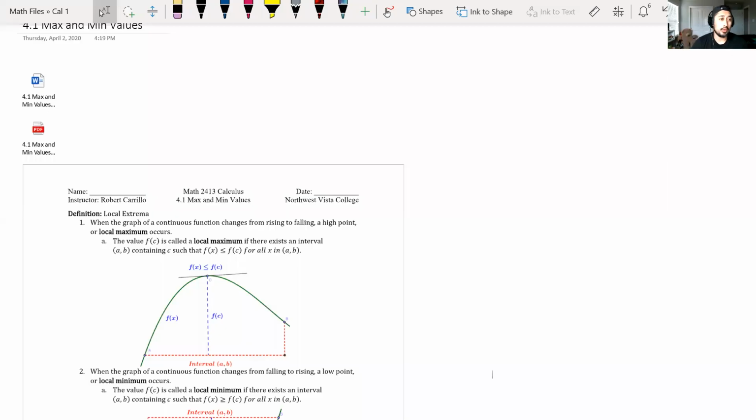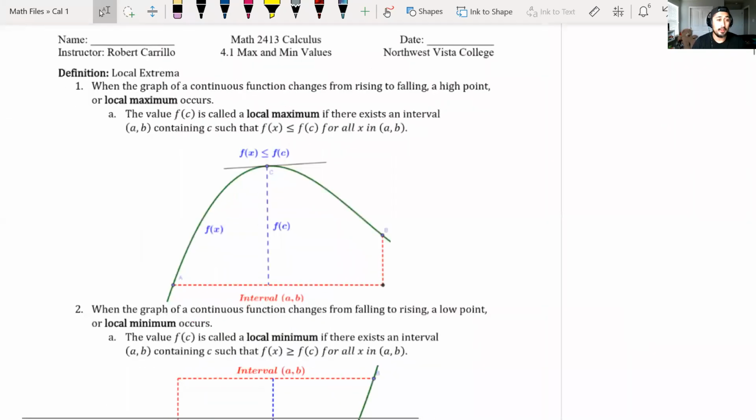Hey guys, welcome. This is 4.1, max and minimum values. So today's lesson is all about looking for maximums and minimums, or what is also called local extrema, right?